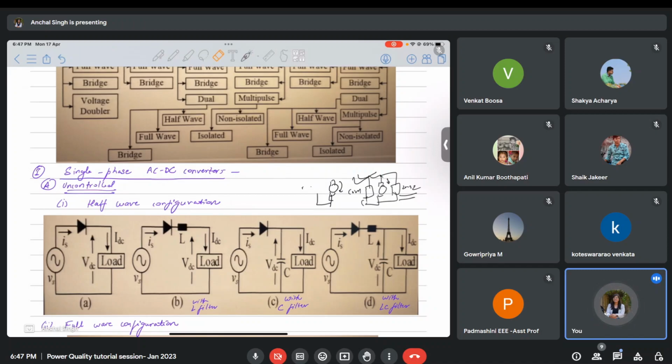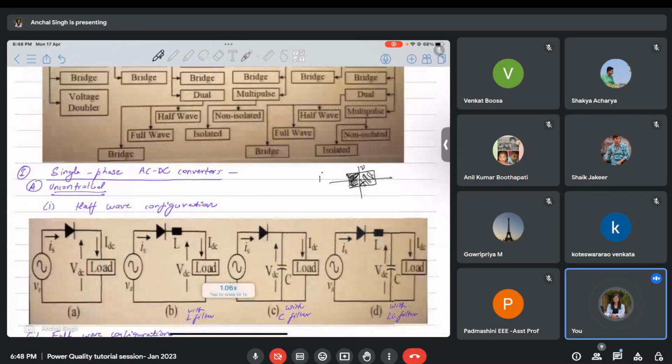So you use multiple converters to obtain 4-quadrant operation. When you rotate the motor in both directions, you call that the motor is operating in a 4-quadrant mode. Right? If these 2 quadrants are given by converter 1, these 2 quadrants will be given by converter 2. So this is how you are able to achieve 4-quadrant operation. Okay.